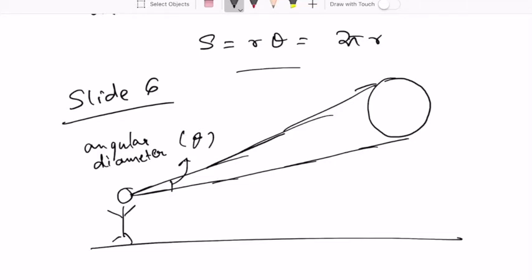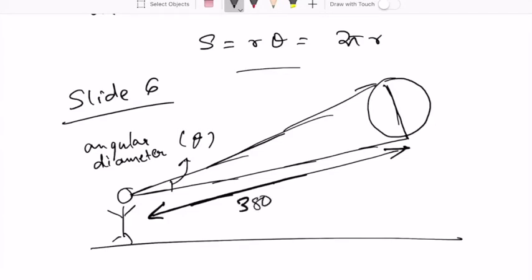Okay, so you're given the angular diameter and you're also given the distance to the moon. So the distance to the moon is 380,000 kilometers. And using these two pieces of information, you have to find out the physical diameter of the moon, right? Now, one thing that you can do is use the arc length formula to find the length of the arc between the two opposite sides of the moon. So the length of the arc would kind of look like this.